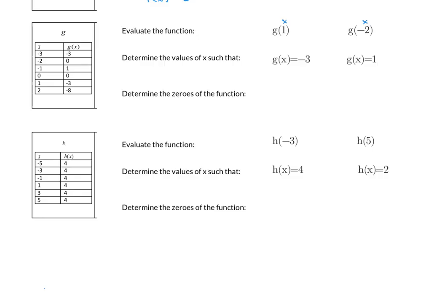That means I want to know what is g of x when x equals 1. So if we look at our table, we have x equals 1 right here, we come across and we get g of x equals negative 3. So g of 1 equals negative 3.